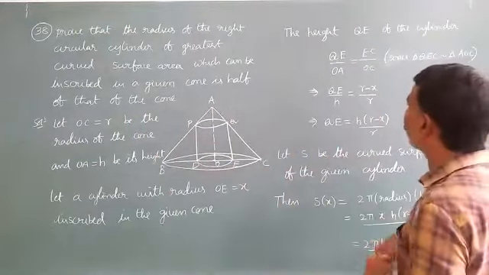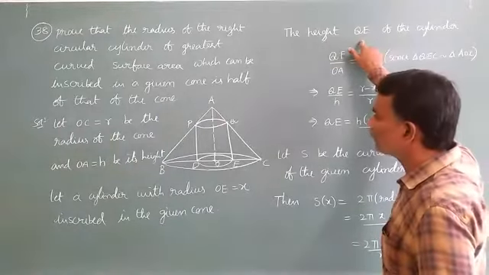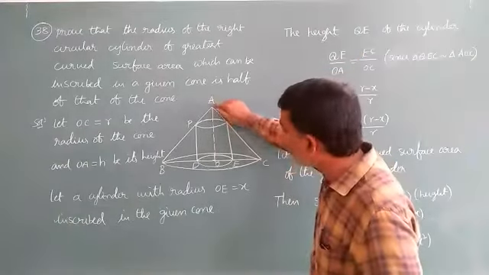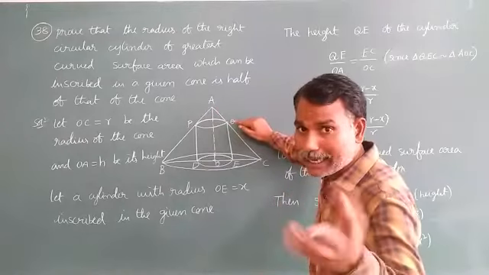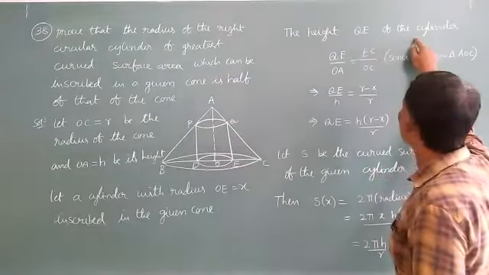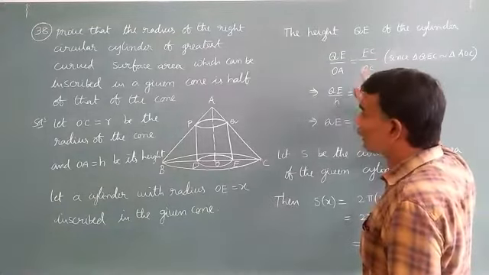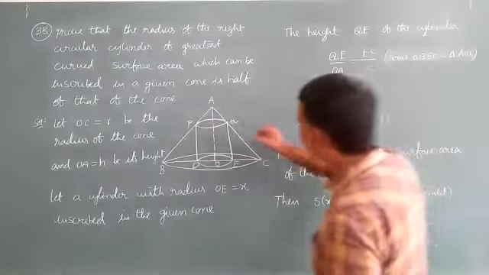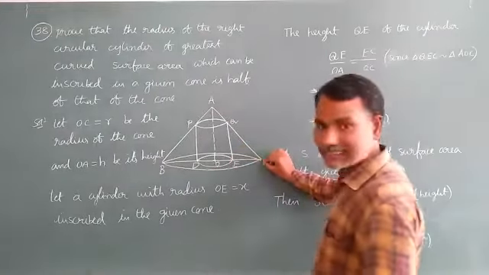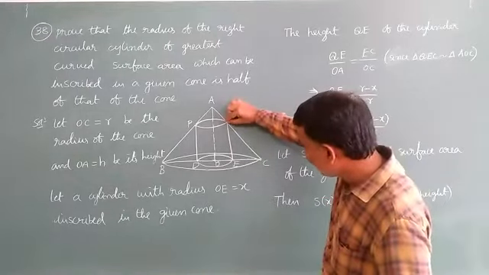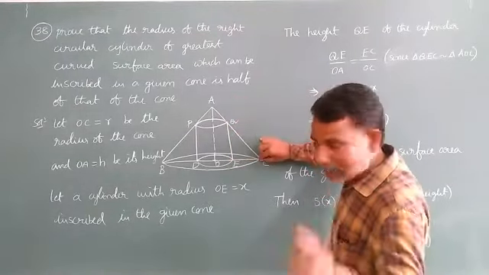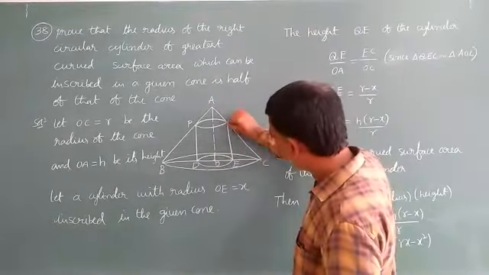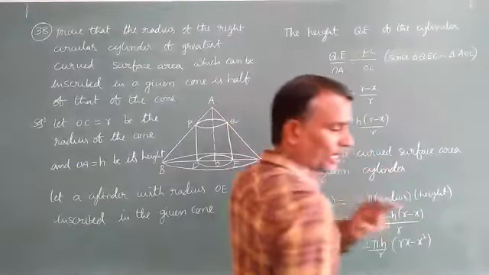For that sake, we take the height QE. This is the height of the cylinder, because we know the height of the cone, but we don't know the height of the cylinder. For the height of the cylinder, two triangles are there now here. You have to consider the triangles. QEC is one triangle, and AOC is one more triangle. QEC and AOC, two triangles are there.